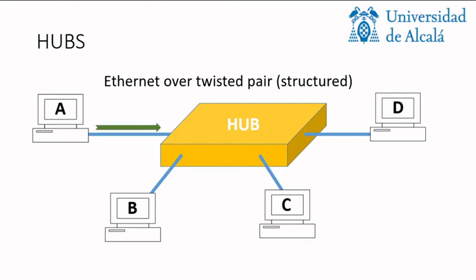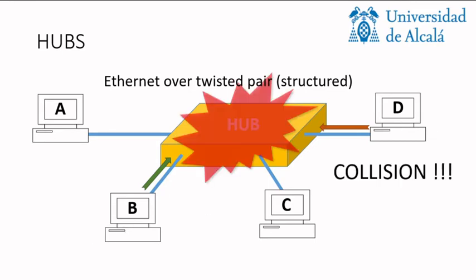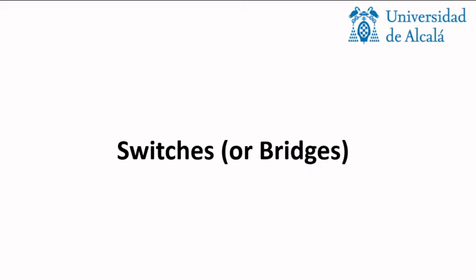If host A wants to send a frame, it goes to the hub and the hub takes the frame, duplicates it and sends it through all the ports. Eventually, if another host sends a frame as well, for example, in this case B and D sending a frame at the same time, this will cause a collision. So twisted pair with a hub is very nice because you can easily build and extend networks, but you still have the problem of collisions. So what about switches, or also known as bridges?